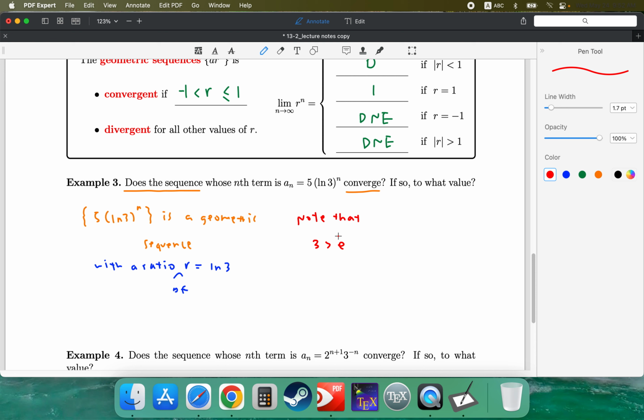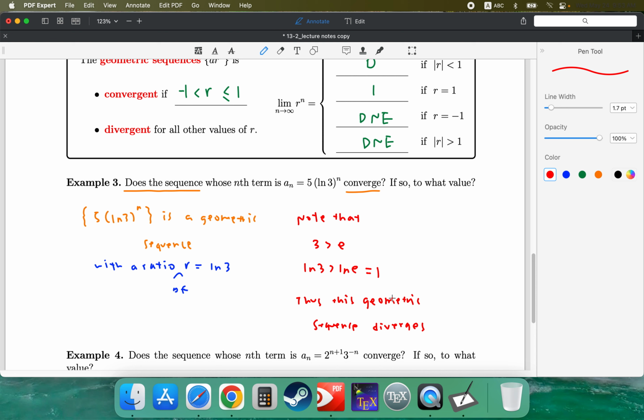Know that 3 is greater than e. Do you agree? e is about 2.7. That means natural log of 3 will be greater than natural log of e. But natural log of e is 1. So we know that natural log of 3 will be greater than 1. Thus, since your ratio is greater than 1, this geometric sequence will diverge. Does that make sense?